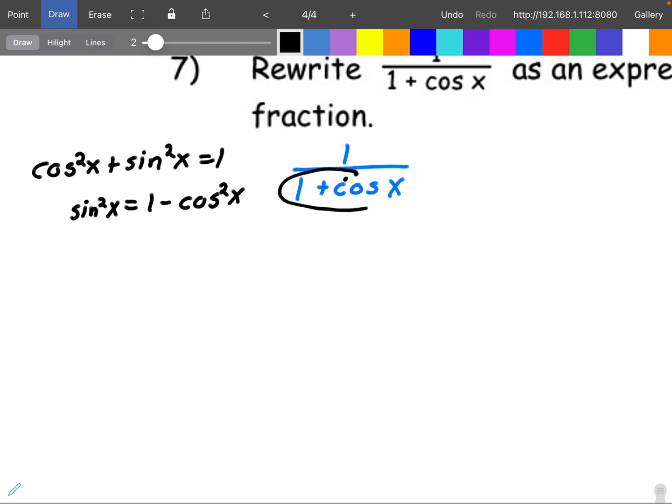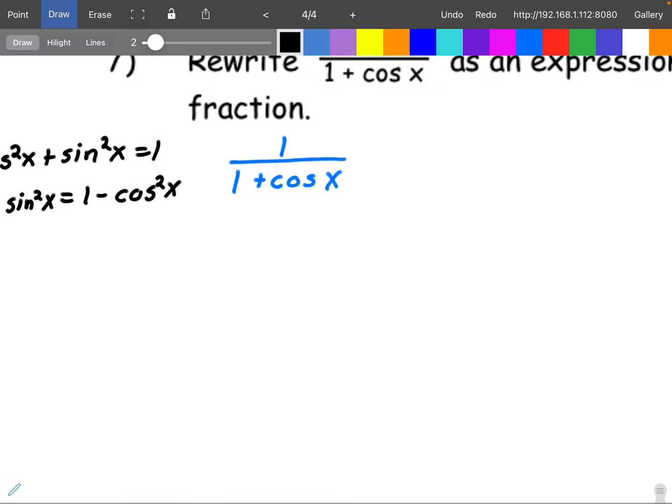And so that's kind of always our goal. When we have a complicated denominator like this that has more than one term, we want to try to figure out how to make it just one term, because that makes our job easier.